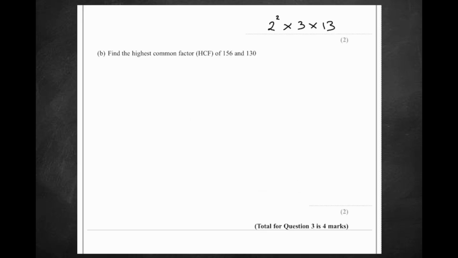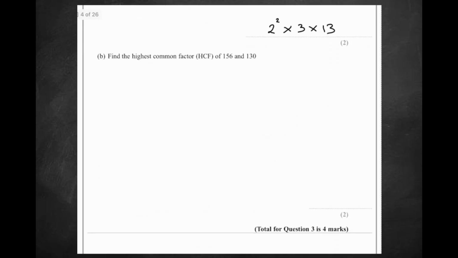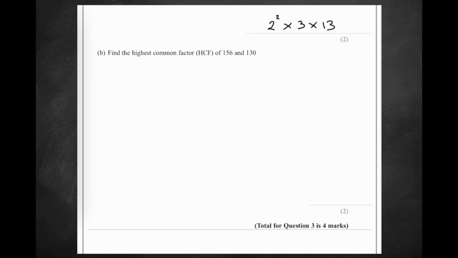Part b. Find the highest common factor of 156 and 130. So we already have a factor tree up here of 156. So I'm going to do a quick factor tree of 130 over here. That's going to be 2 multiplied by 65. 65 is odd, so 5 will go into 65, so 5 times 13. So 130 equals 2 times 5 times 13. 156 equals 2 times 2 times 3 times 13.